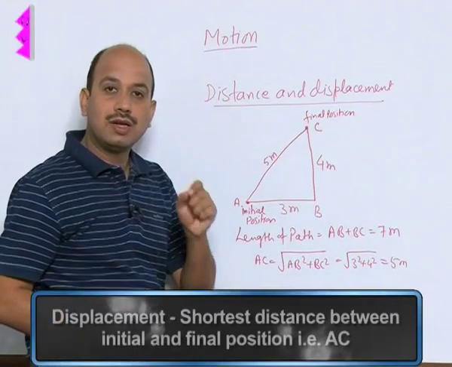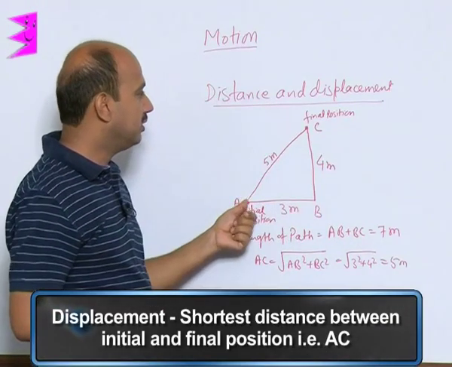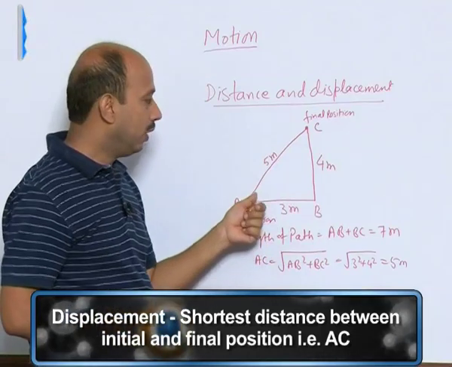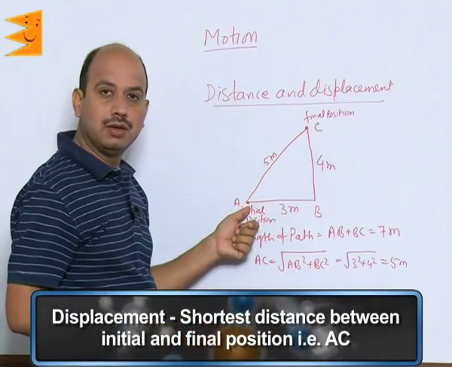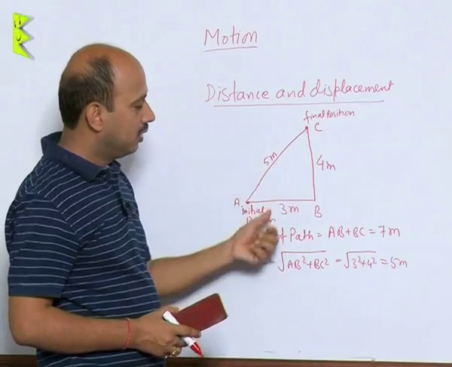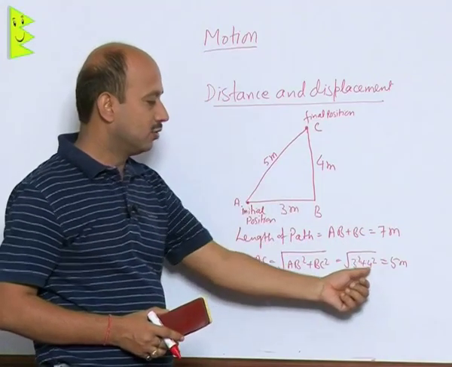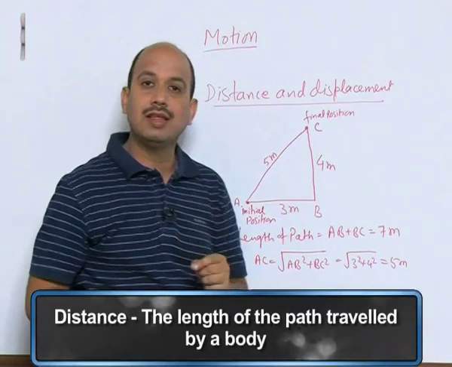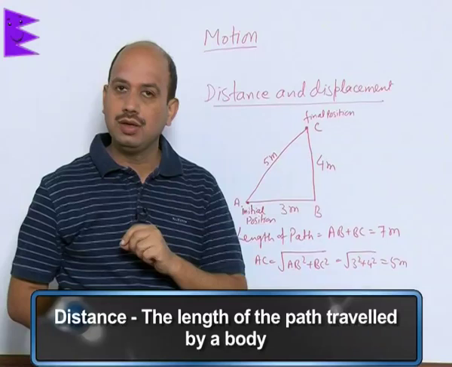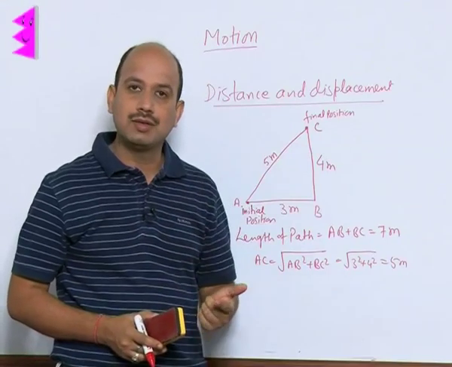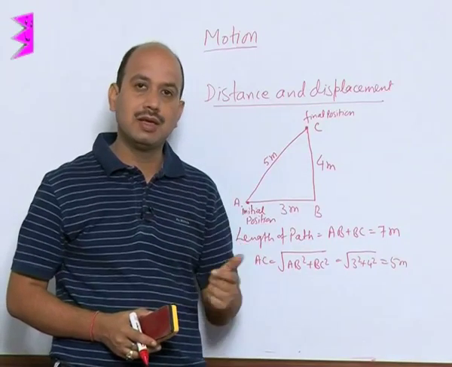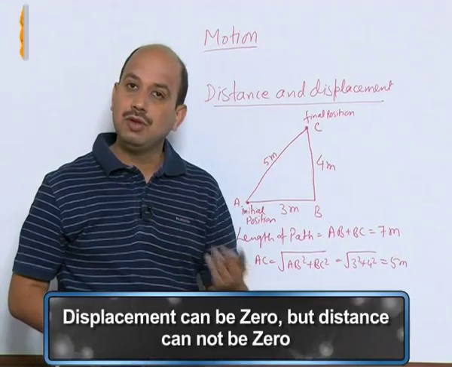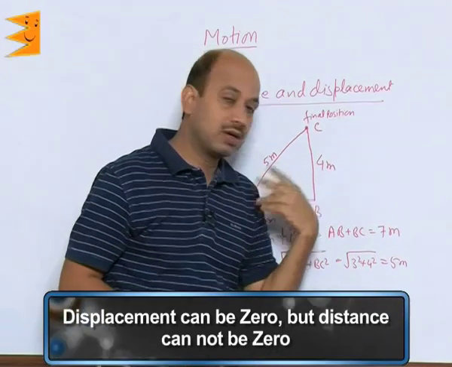So, the shortest distance between initial and final position is known as displacement. So, AC is known as your displacement. In this example, distance is 7 meter, whereas displacement is 5 meter. See, distance is the length of the path traveled by a body, whereas displacement is the shortest distance between initial and final position. Now, displacement may be 0, but distance cannot be 0.